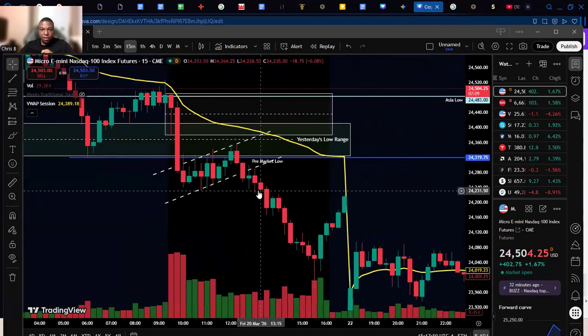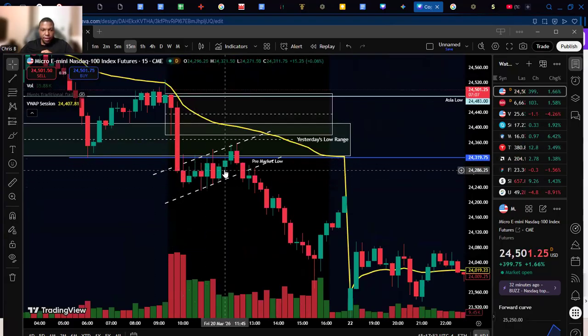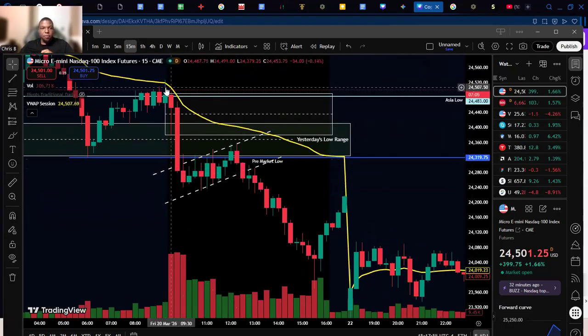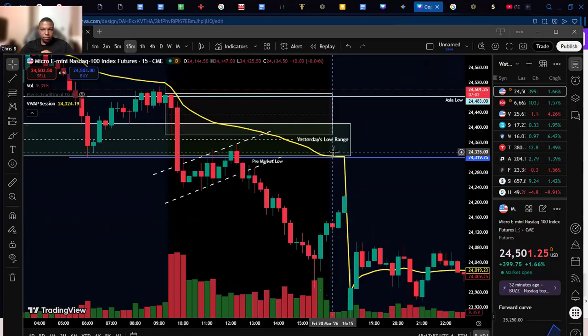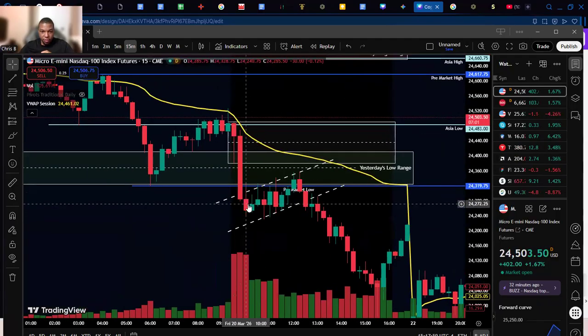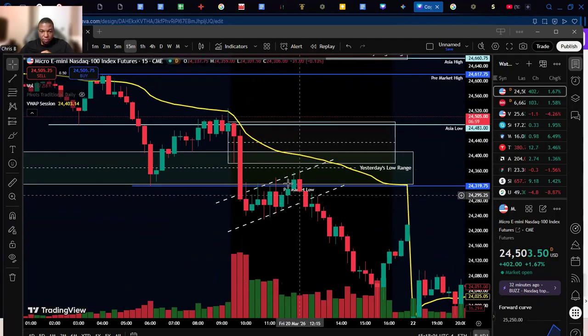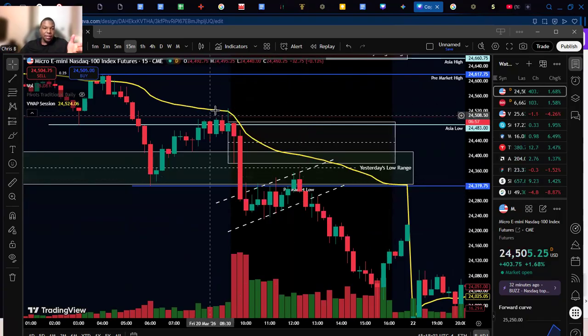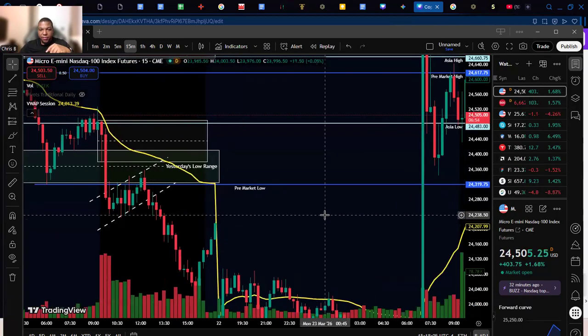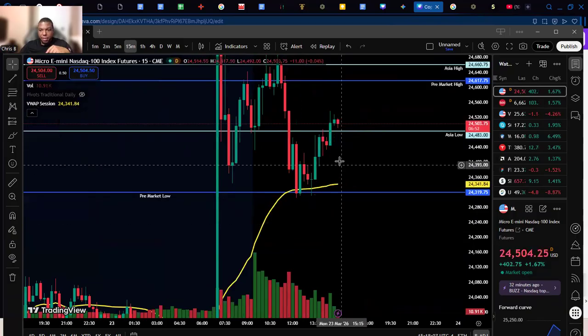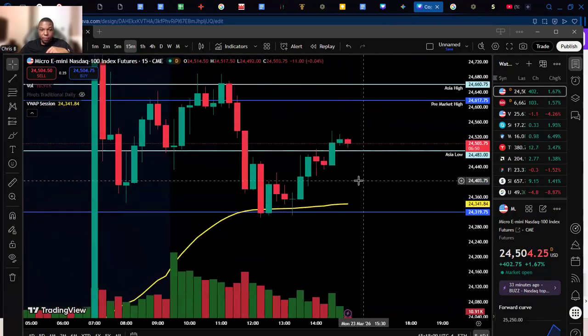What do we see here on this day? We formed a 15-minute bear flag. This is a short play, but we're below the VWAP. So the VWAP acts as a trend continuation confirmation and also acts as a rejection and a bounce play. Now, as far as a bounce play, this is actually March 23rd today.